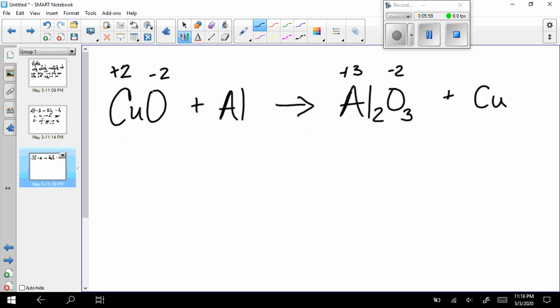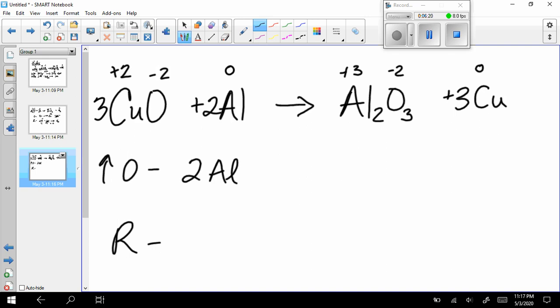To balance it, I would need 3 of these to give me 3 O's, and that would give me 3 Cu's, and I would need 2 Als. You get a 0 on top, you get a 0 on top. All right, oxidation, reduction. Who's going up? Al. So 2 Als become Al2 with a +3 charge, plus electrons. All right, it changes by 3 because it's going from a 0 to a +3 times 2 atoms. 3 times 2, 6 electrons.